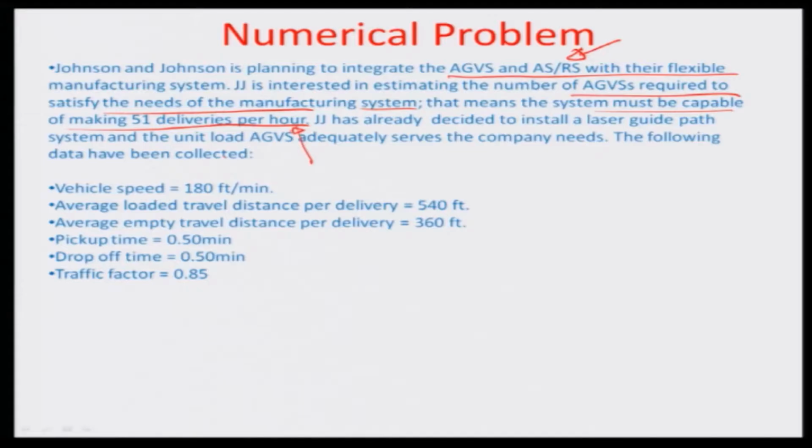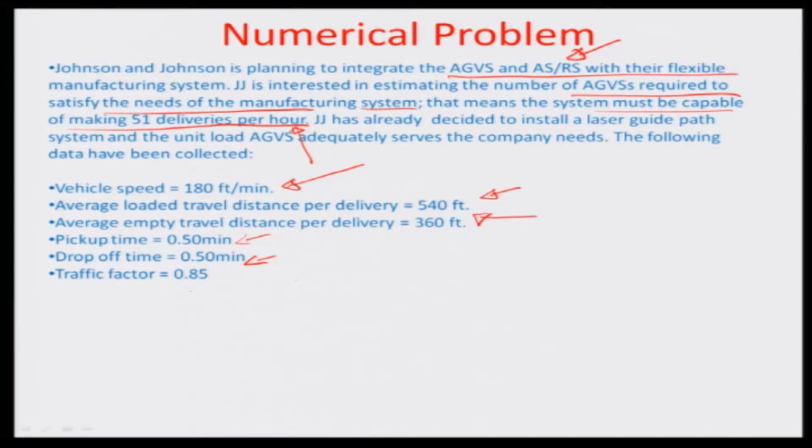The following data has been collected. The vehicle speed is 180 feet per minute, the average loaded travel distance per delivery is 540 feet, and the empty travel distance per delivery is 360 feet. The pickup and drop off time have been given to be half a minute each, and the traffic factor is 0.85. We want to calculate the number of vehicles which are needed.